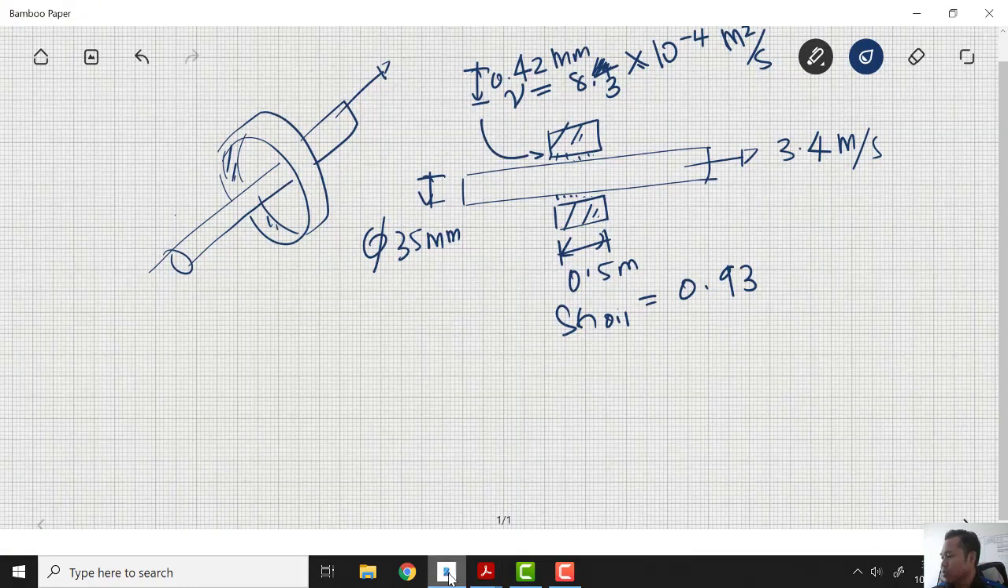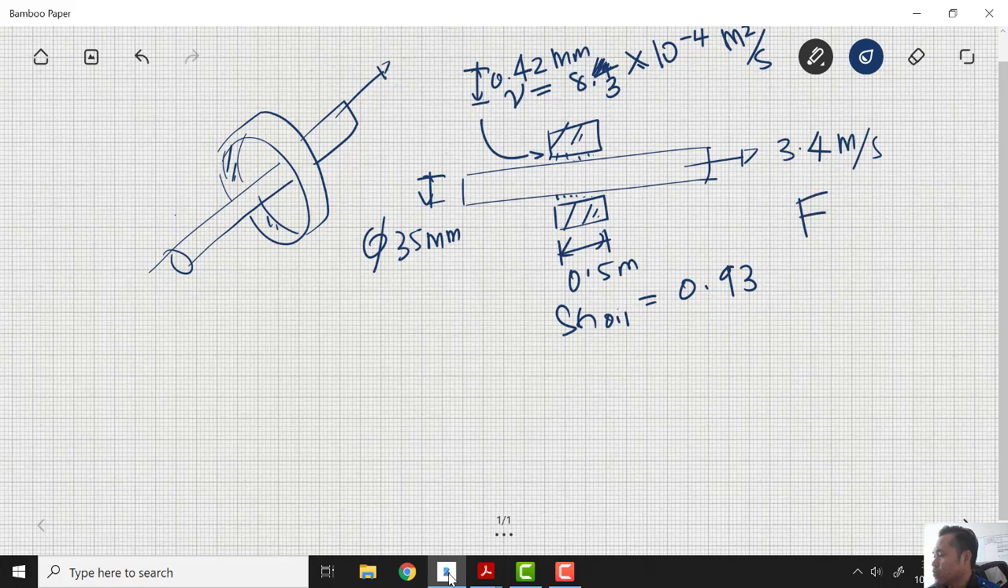We then want to know the force required to pull the shaft at 3.4 meter per second. What kind of force is needed here? The force needed to pull the shaft is the shear force, since we are dealing with a fluid. Shear force is equal to mu du dy times A. Mu du dy is actually the shear stress, tau.